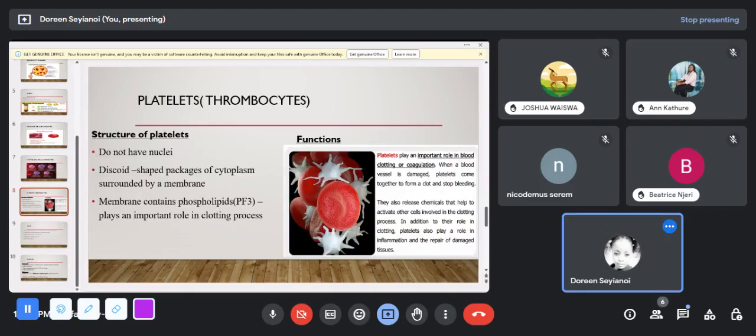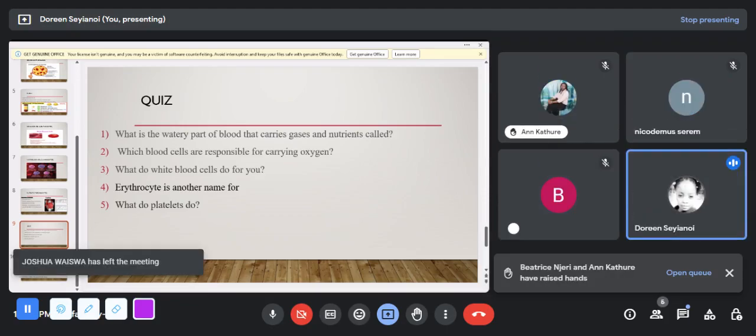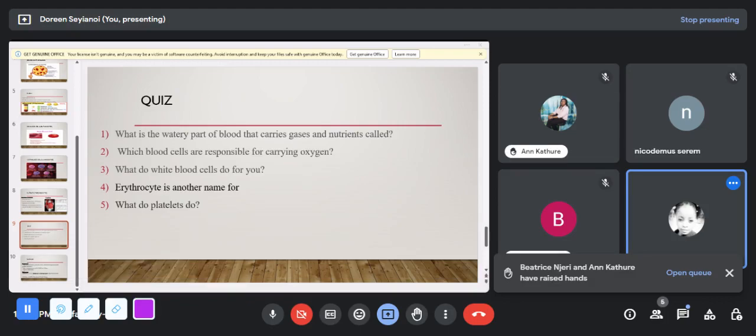So up to that point, anyone with a question? If no one is having a question, we can review our lesson using that quiz. There's a slide displaying some quizzes. Number 1, what is the watery part of blood that carries gases and nutrients? By show of hands. Beatrice? Plasma. Yes, thank you.